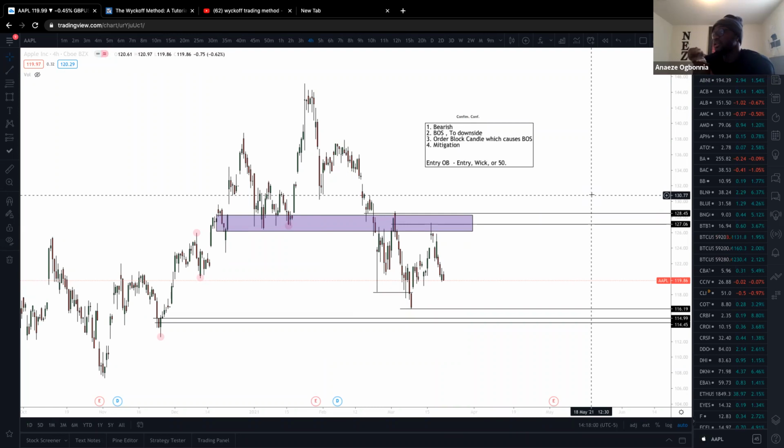Any questions? I think that's pretty much all for today. OB is order block. BOS is break of structure. Mitigation is just another order block that's been activated. And then of course, bearish indicates structure. And yeah, as time goes on, you keep piecing it together.